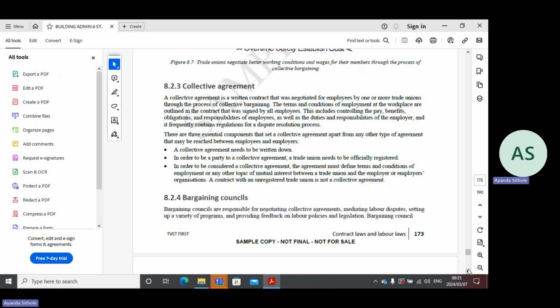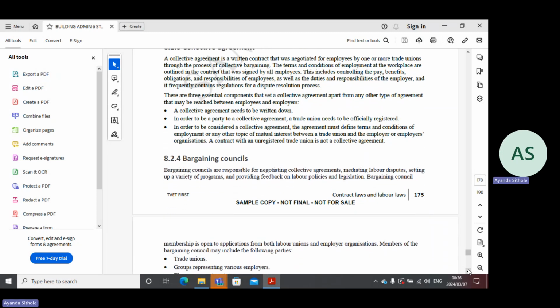Then there is a collective agreement. A collective agreement is a written contract that was negotiated for employees by one or more trade unions through the process of collective bargaining. So guys, the collective agreement is a contract that is written and negotiated for employees by one or more trade unions. There are three essential components that set the collective agreement apart from any other type of agreement that may be reached between employees and employer.